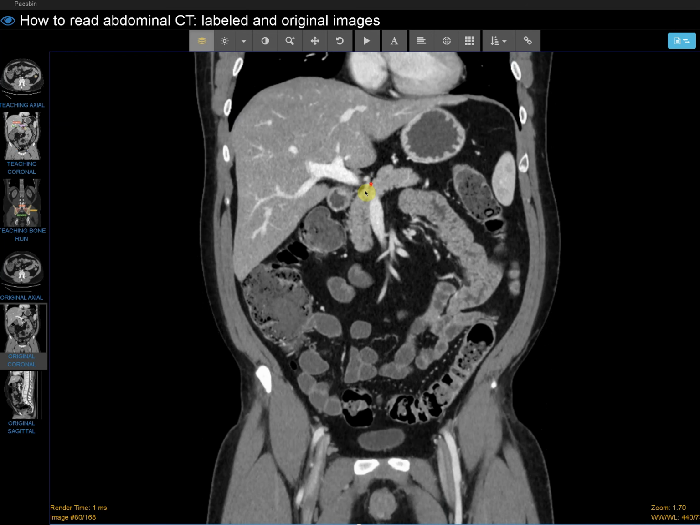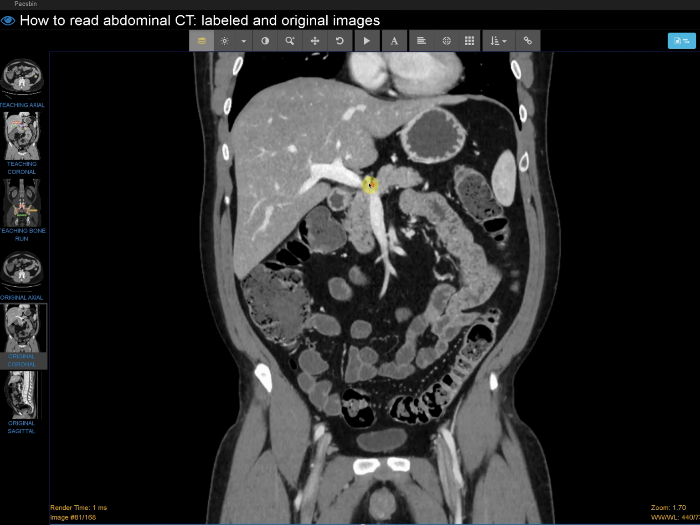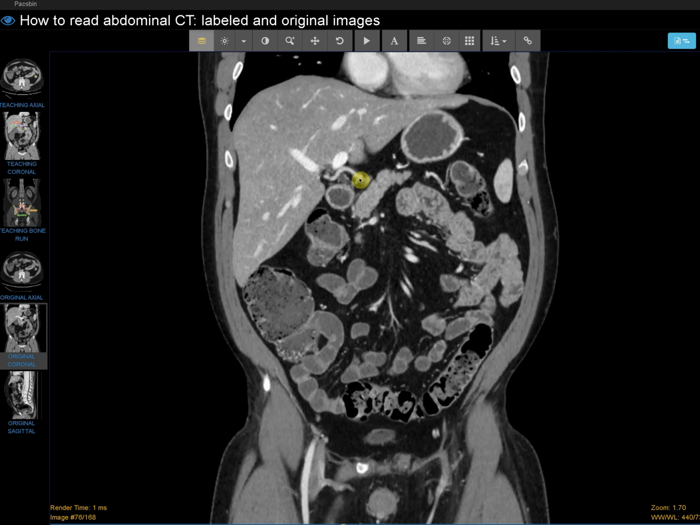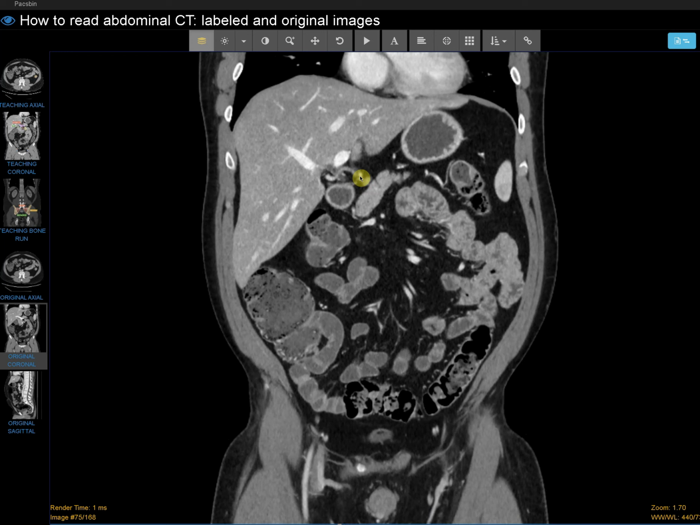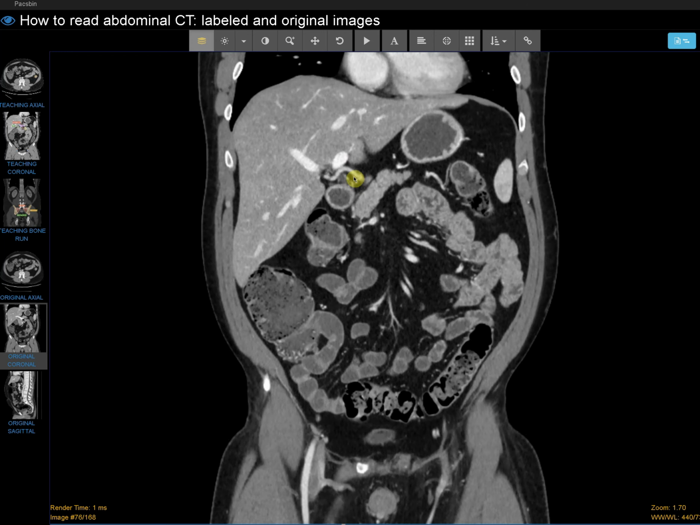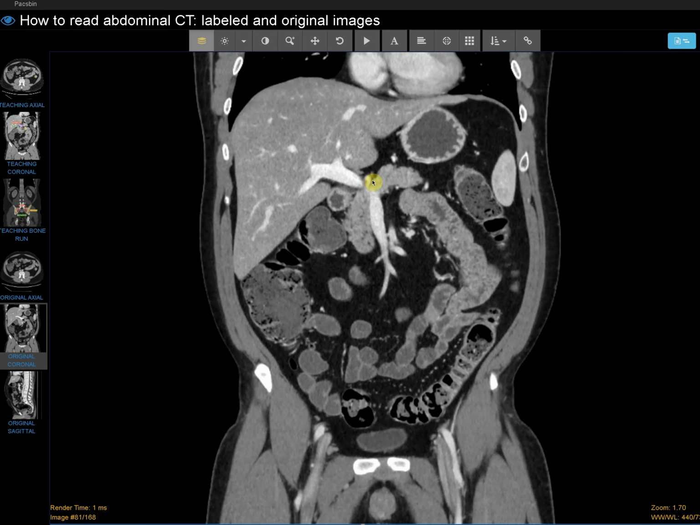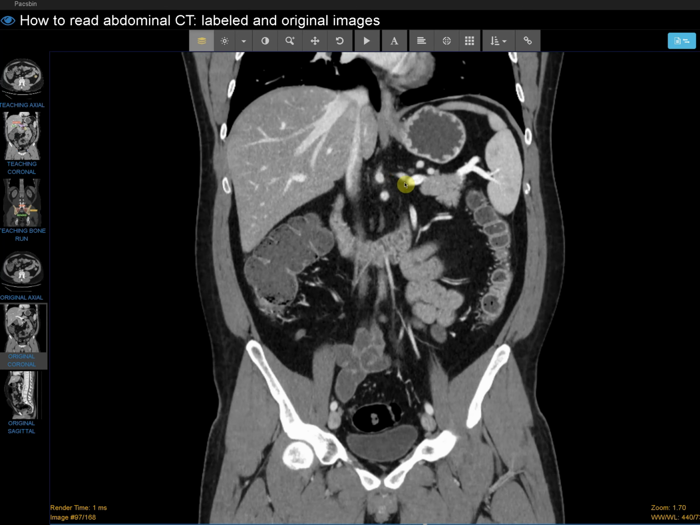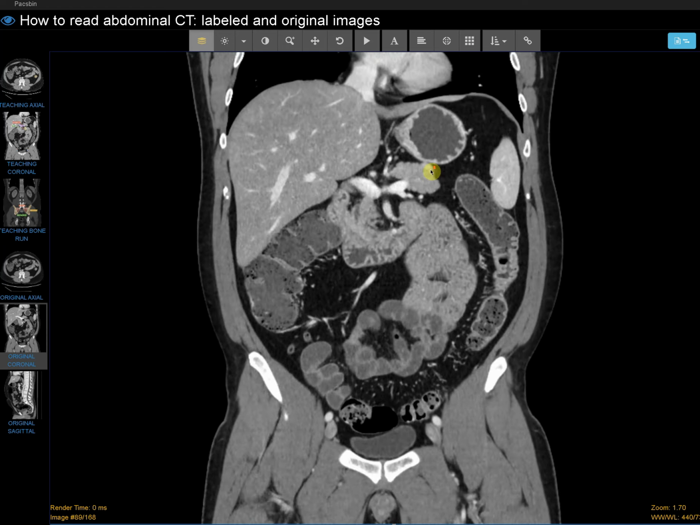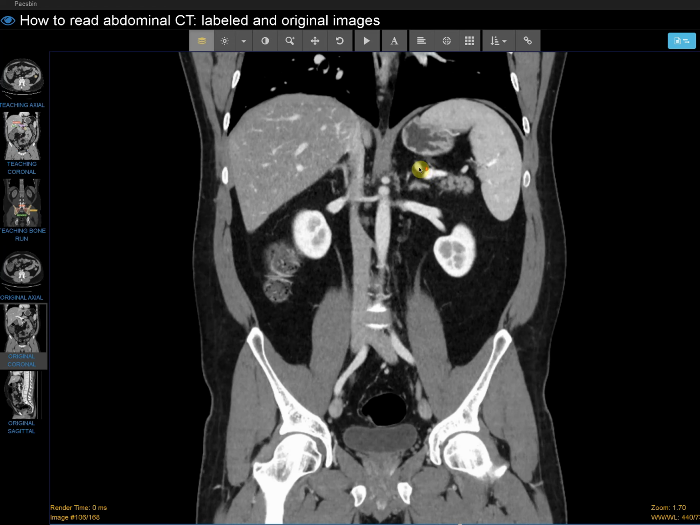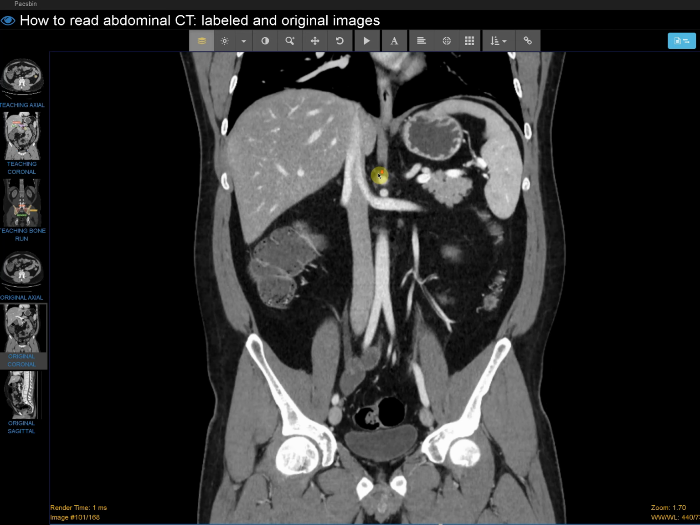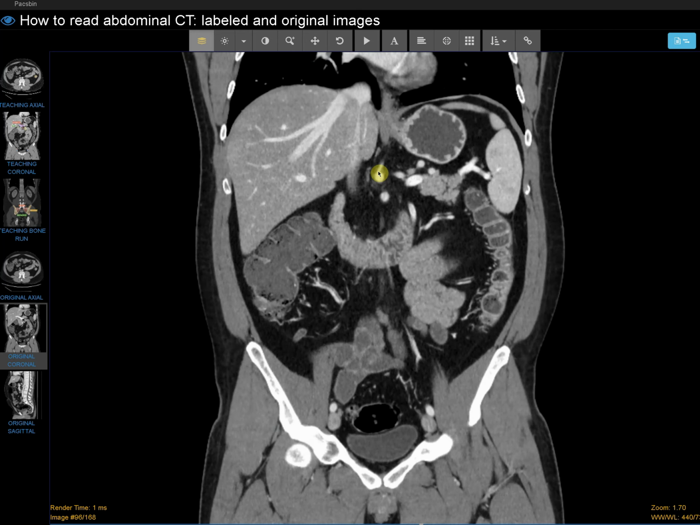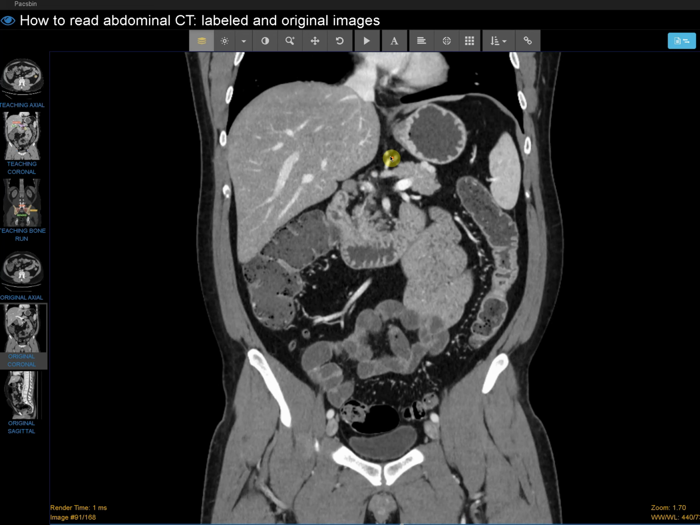The common hepatic artery gives off the gastroduodenal artery, which is right here, and becomes the hepatic artery proper. The hepatic artery proper gives rise to the left hepatic artery and right hepatic artery. The branching pattern can be different in different people, but this is one of the classic patterns. And this is our splenic artery right here. In this case, the celiac trunk also gives rise to the left gastric artery that we can see right here.